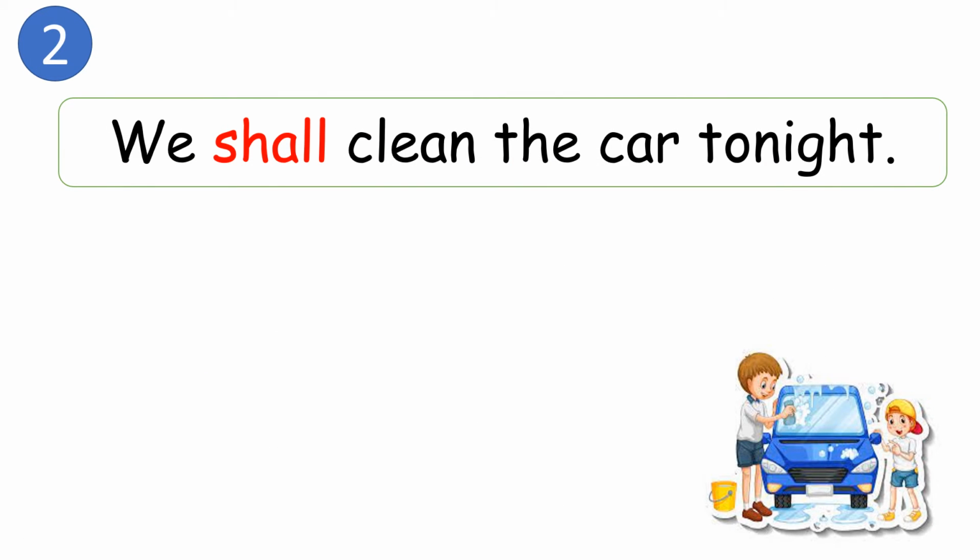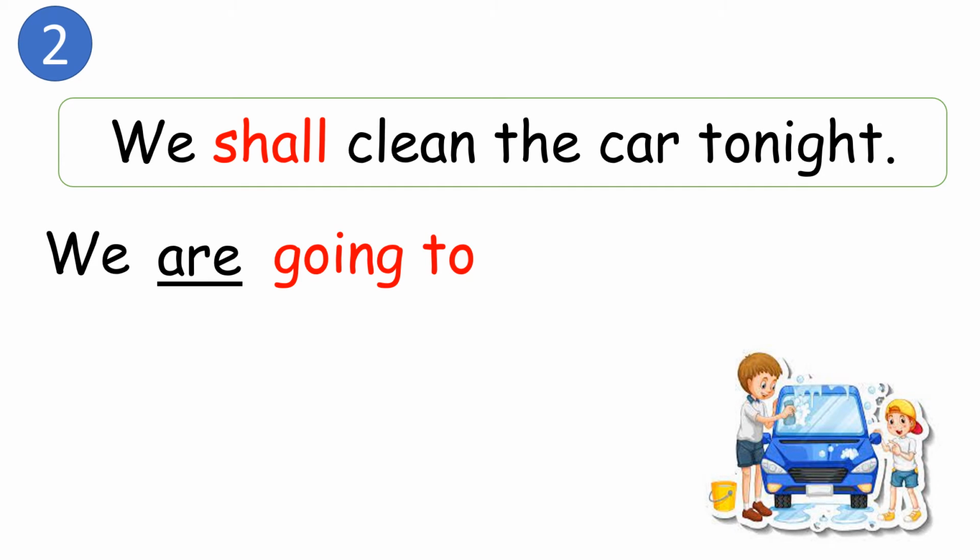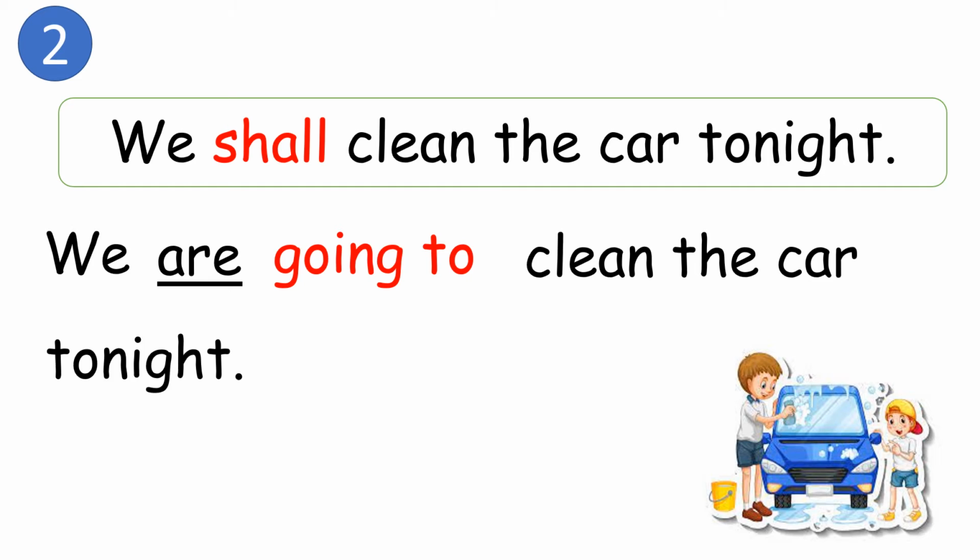Number 2. We shall clean the car tonight. Change shall to going to. We are going to clean the car tonight. Since our subject is we, so we have to use the verb are, then going to. We are going to clean the car tonight.